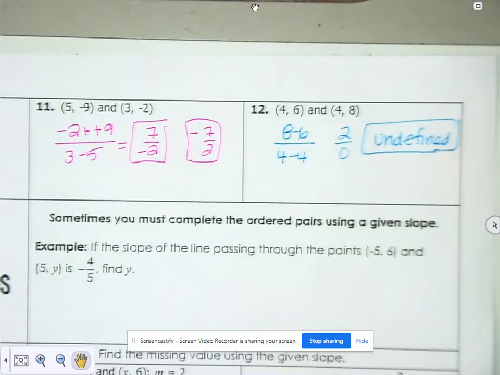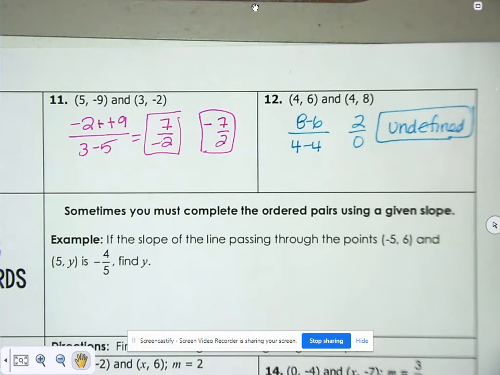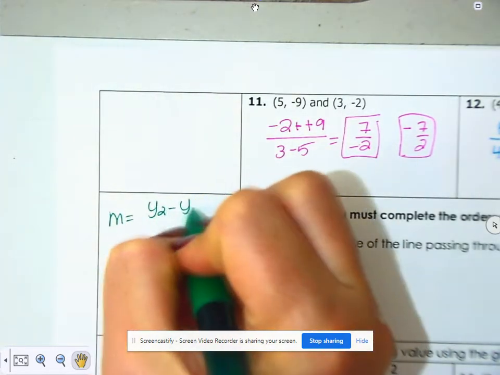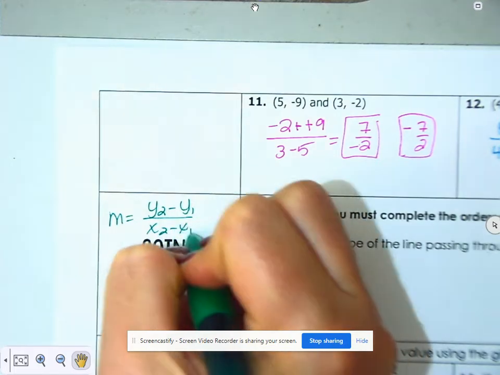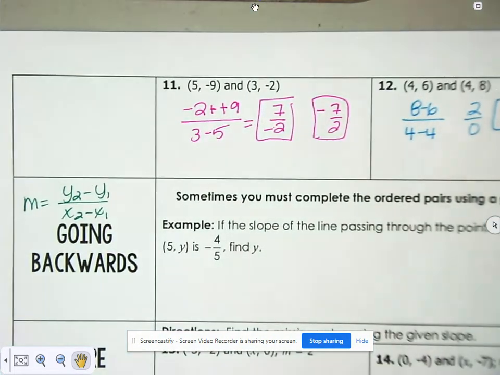Now, counting slope on a graph, pretty easy. Slope formula we've done before, pretty easy. So now we're going to get to the hardest part. I need you to stick with me here because this can get very confusing if we don't do it correctly. We're using the same slope formula. So remember, our slope formula, I'm going to write it over here, is m equals y2 minus y1 over x2 minus x1. So I'm using that formula for this problem.